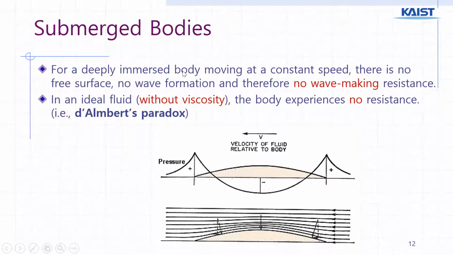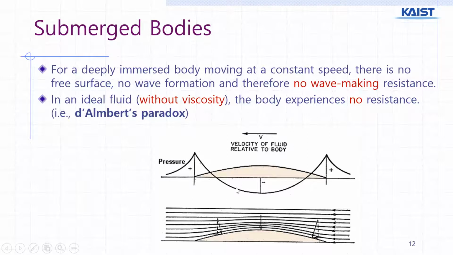For the submarine, a deeply immersed body moving at constant speed, there is no free surface. Okay? So there is no wave making resistance. No wave making. So in ideal flow, if there is no viscosity, there is no resistance. So this is something special. We call this the D'Alembert paradox. But it is not true for the real ship.